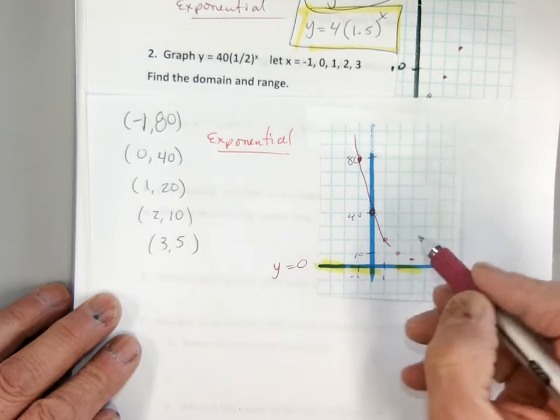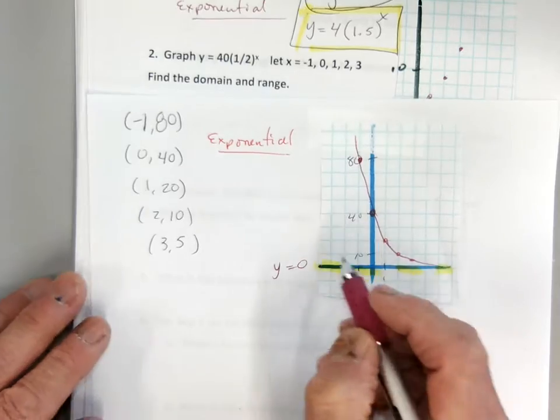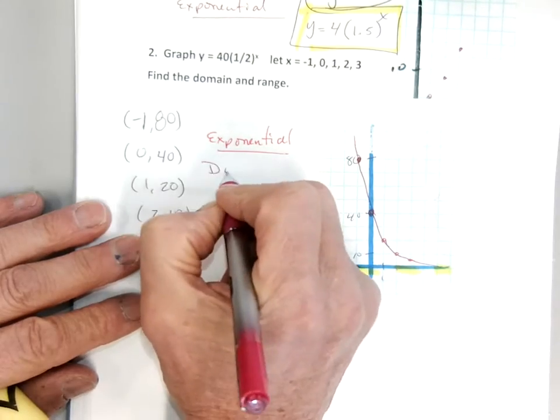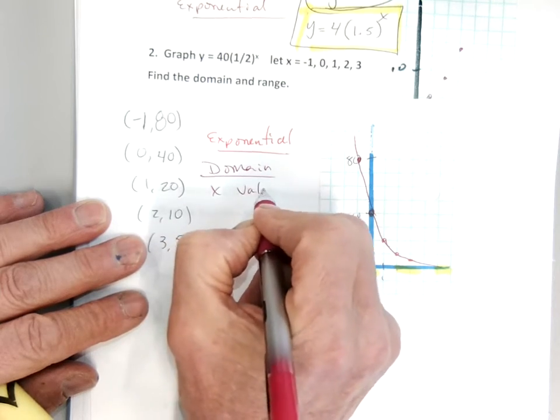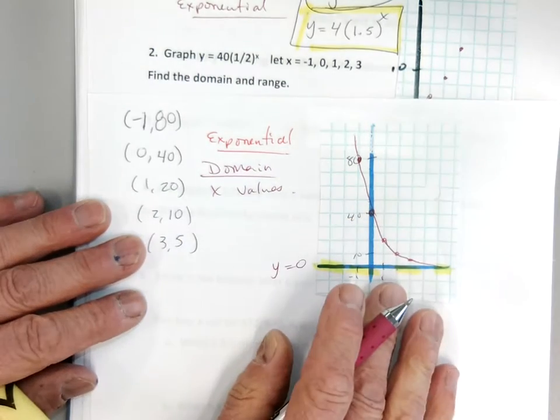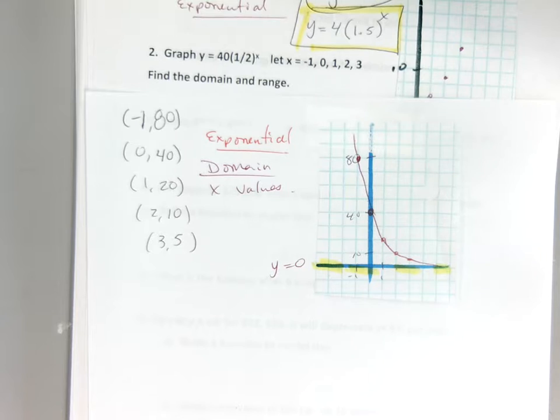Domain is like x values. That's what domain is. So my domain is really my x values. All possible x values. So I can plug in anything. I mean, think about this. I can plug in any number I want for x. I plugged in -1, 0, 1, 2, 3, but you could plug in 1,000. You could plug in a -1,000,000.